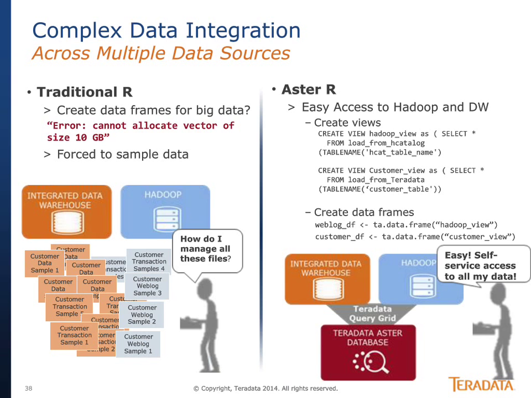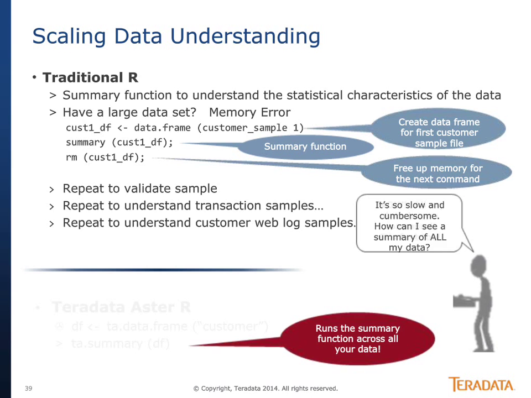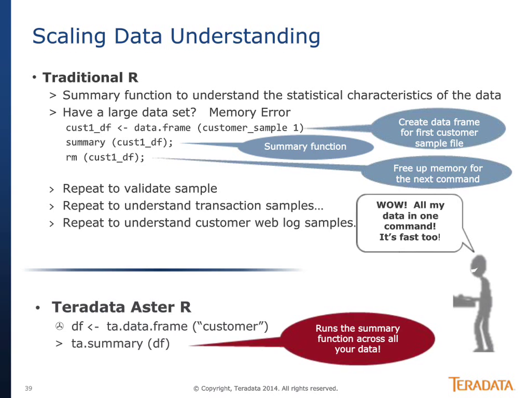When you get to data understanding, again, we talked about the challenge of even simple things like means, and how you might have to go through variable by variable because of the memory constraints and iterate through. With simple things like our parallelized functions, you make a data frame and run it against all the data at one time, regardless of number of columns, regardless of size. It vastly simplifies and scales data understanding.